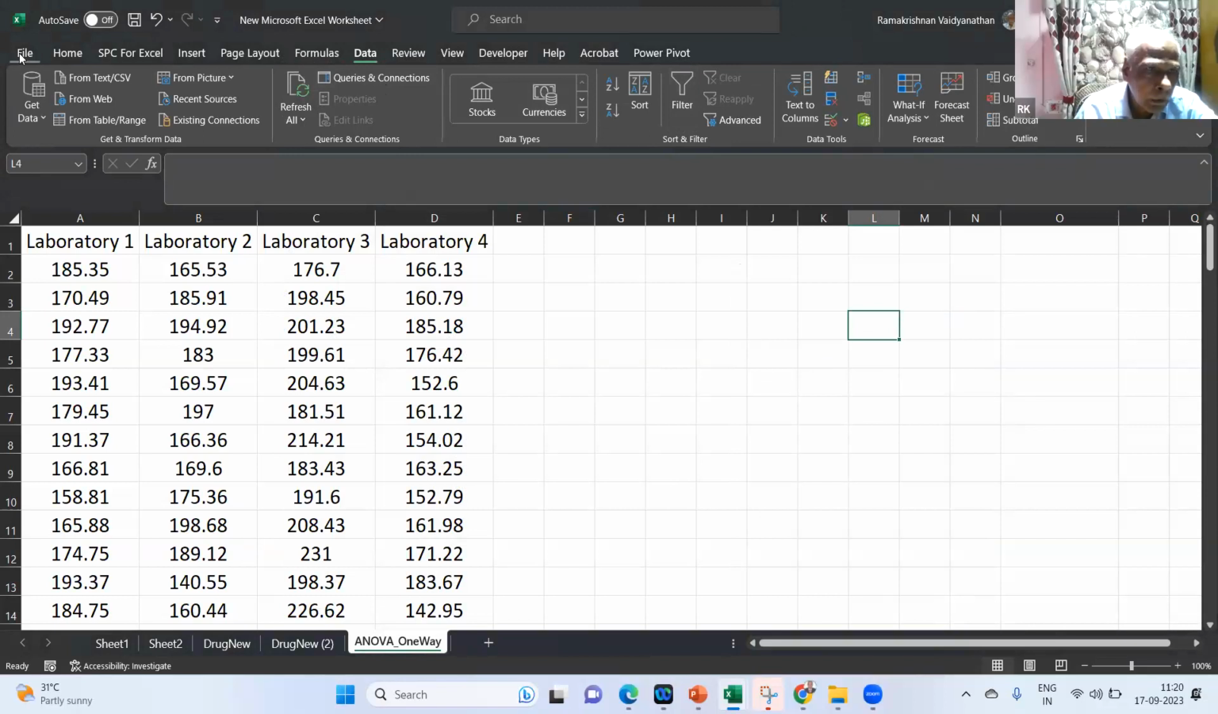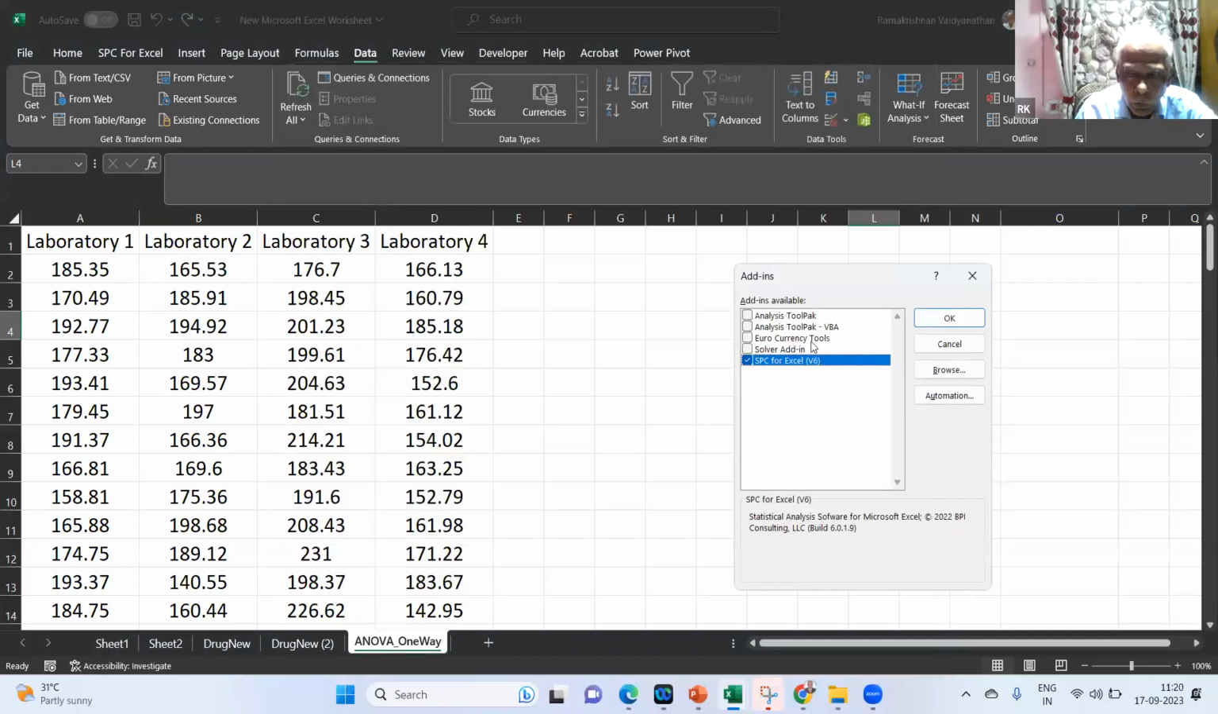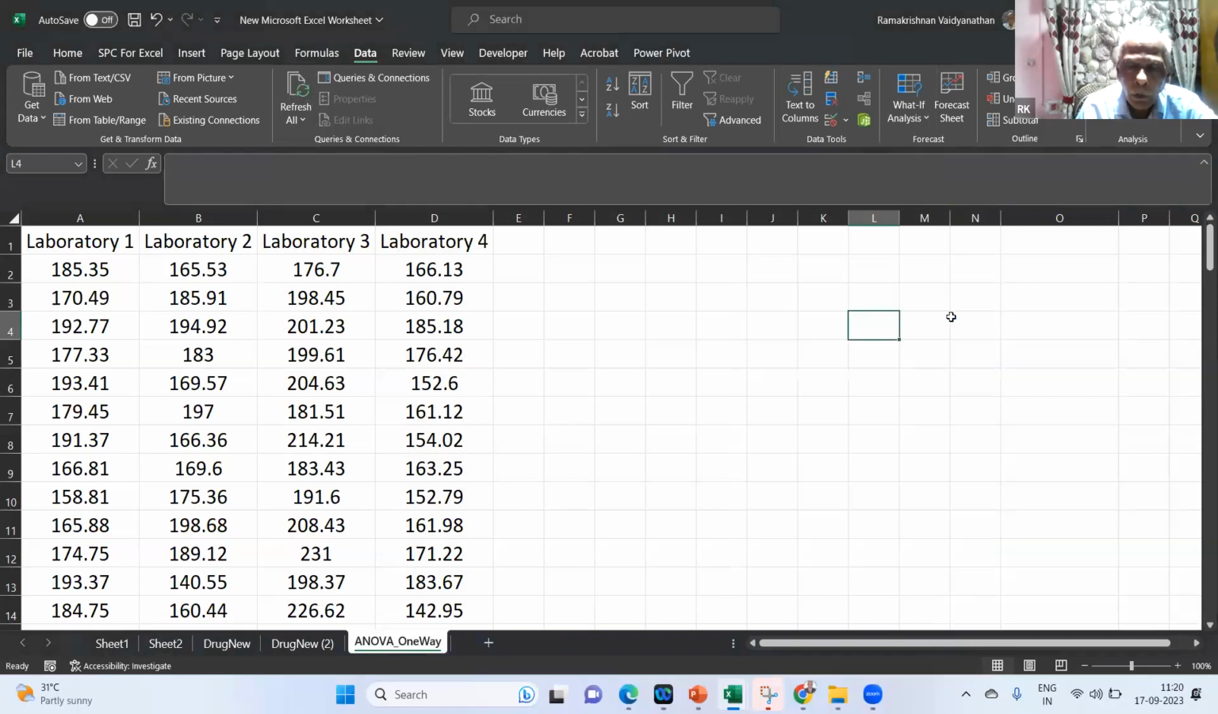So what I will do is I'll go to file, options, and then here add-ins, here Excel add-ins, go to, and then analysis tool pack. I'm clicking. Don't click any other things. No, it will take more storage. I'll click OK. Now data analysis has come. Right? Now I'm clicking data analysis.